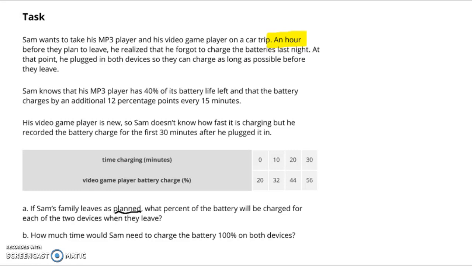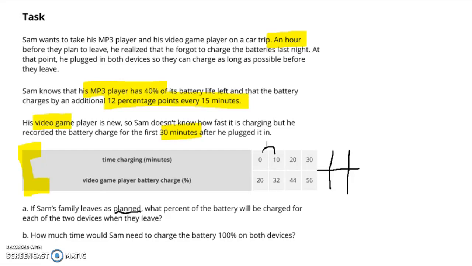We're going to go ahead and identify some important information. So we know that Sam has an hour before they leave, and his MP3 player has 40% battery life and charges 12 percentage points every 15 minutes. He's not quite sure about this video game player, but he did record in this table down here what happens in the first 30 minutes. So let's go ahead and figure out for the video game player what our charge will look like all the way up to an hour.